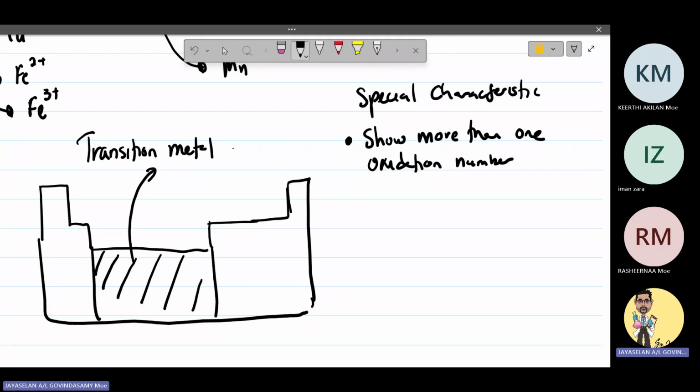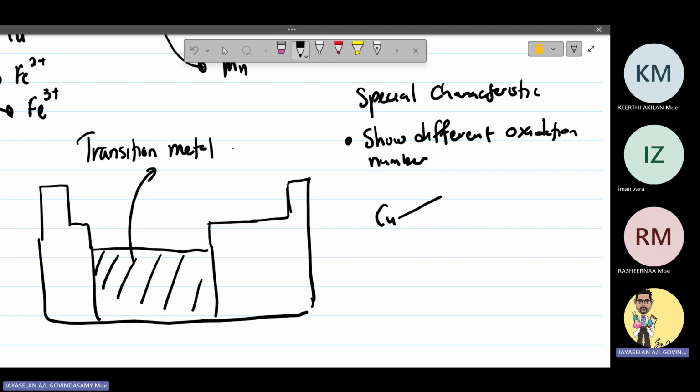I'm getting confused, I want it simple. Erase this. If you don't like writing it this way, they show different oxidation number. This is Form 4. Show different oxidation number means what? Copper can form copper 1 positive, copper 2 positive. The others, group 1 cannot, group 2 cannot, 17 cannot, 15, 14 all cannot. Only transition metal shows different oxidation number, different charge of ion.